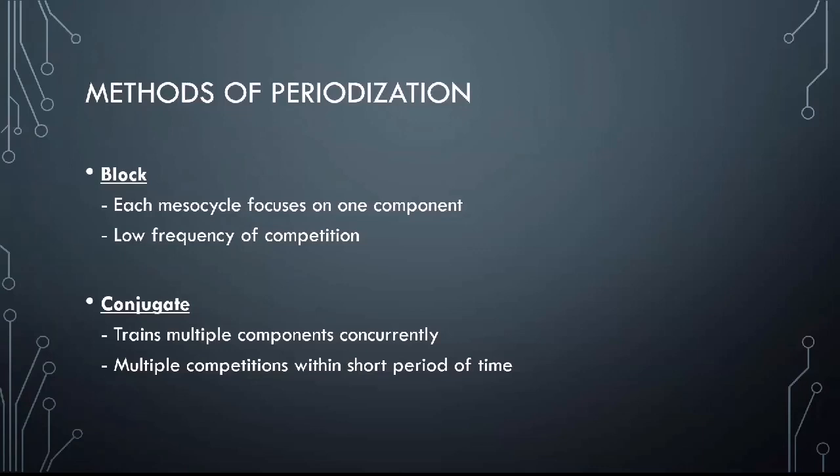Secondly, the conjugate method. Instead of training one component at a time, I mix it up and train multiple components during each mesocycle. For example, during the final mesocycle, I have 3 strength training days a week, and I plan to work on power on Monday, strength on Wednesday, and strength endurance on Friday. This method is usually used when competition frequency is high during the macro cycle.